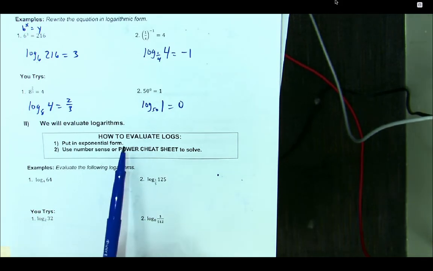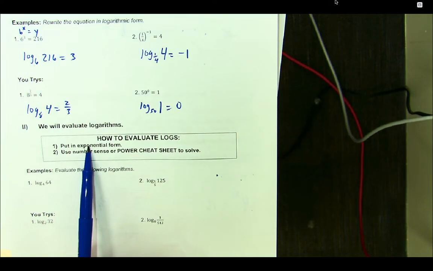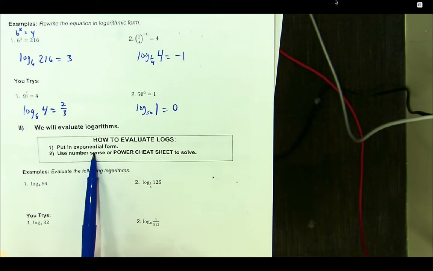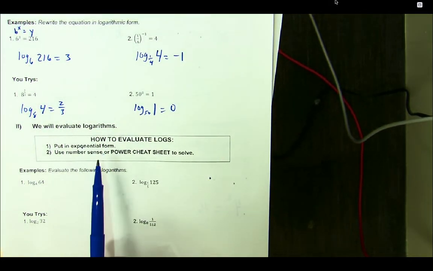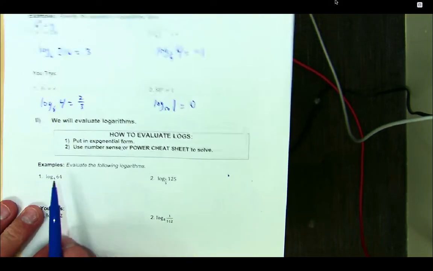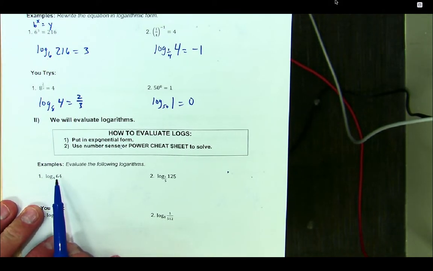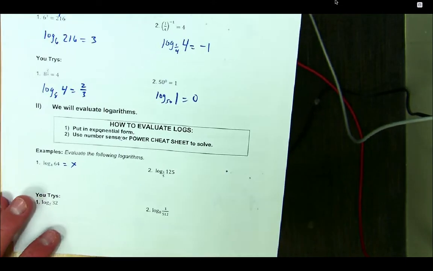Okay, so how we do that is we're going to do exactly what we did earlier, put it in exponential form, and then we're going to figure out what this exponent is. For our purposes, these will work out pretty nicely. What I mean by that is when you take a look at number 1, log base 4 of 64 equals something. I think it's helpful if you write that, equals x.